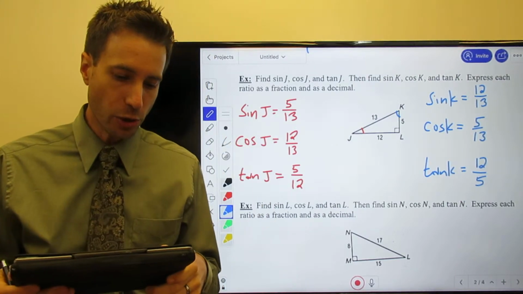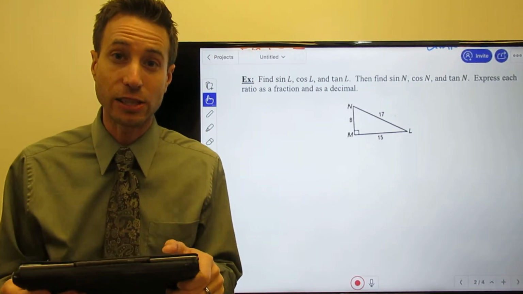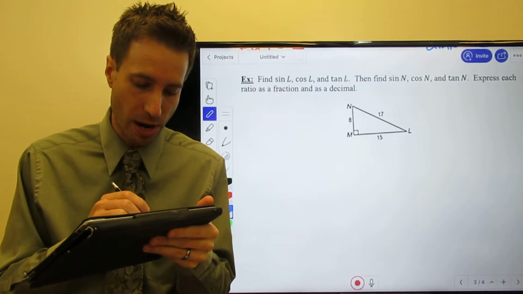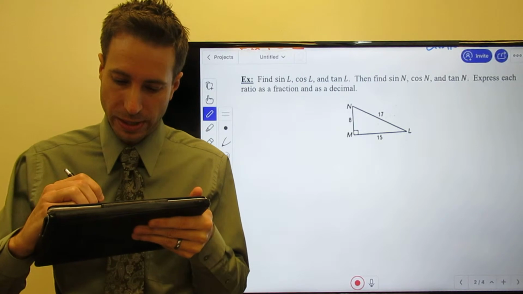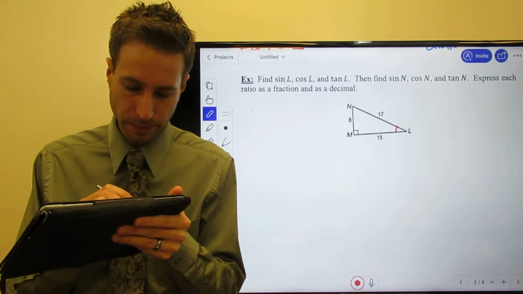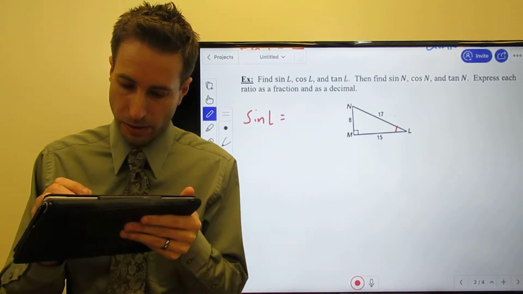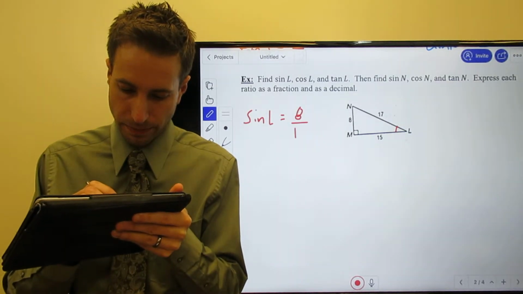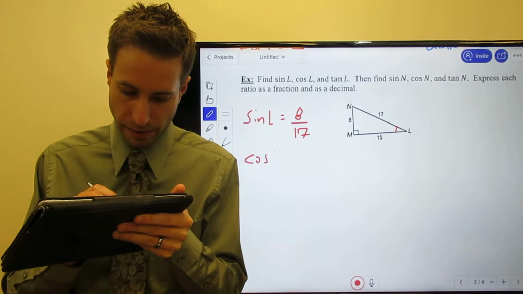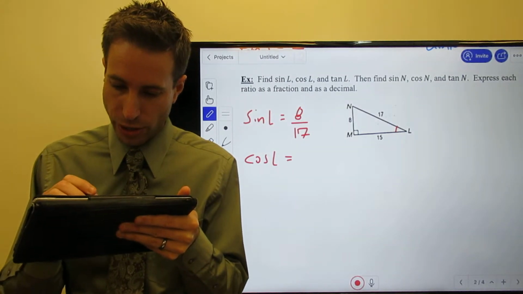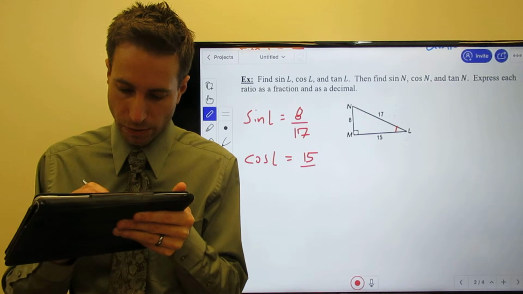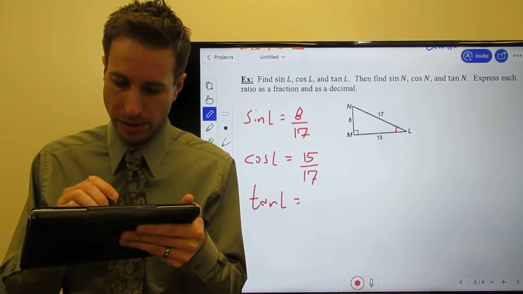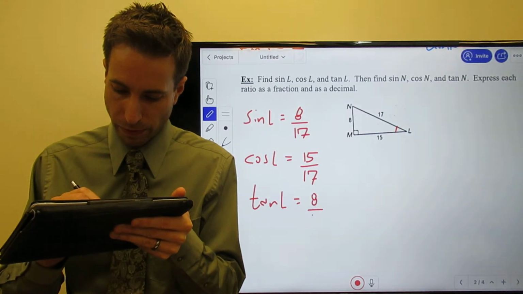Okay, hopefully at this point you are getting more and more comfortable with writing these ratios. You may even have those ratios memorized. So here we go. We'll quickly run through these next ones. Here's L. Sine of L, opposite over hypotenuse, 8 over 17. Cosine of L. Cosine is adjacent over hypotenuse, so 15 over 17. Tangent of L, opposite over adjacent, 8 over 15.